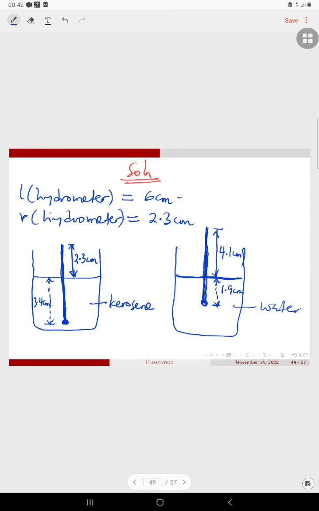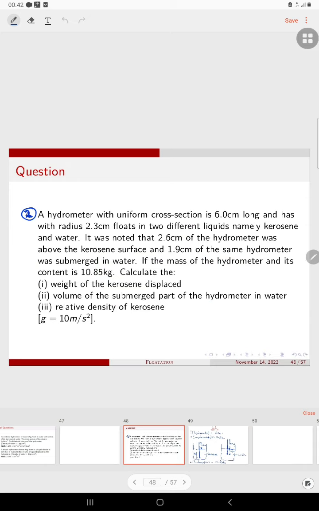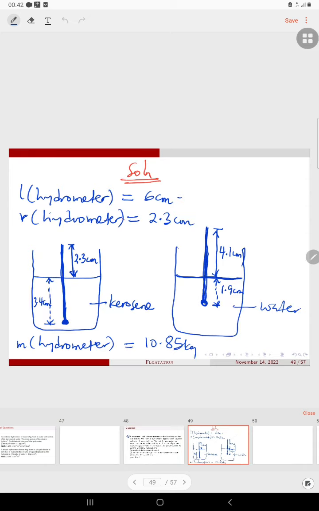Then the question also gave us the mass of the hydrometer as 10.85 kilograms. Right. So what do we want? The first part of the question, we are told to find the weight of the displaced kerosene. And straightforward, you need not worry. It is floating. Definitely, the hydrometer is floating in the kerosene. So how do I get the weight of the displaced kerosene? It's the same as the weight of the hydrometer.